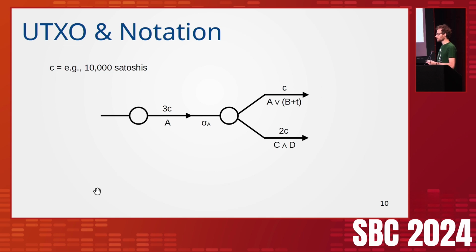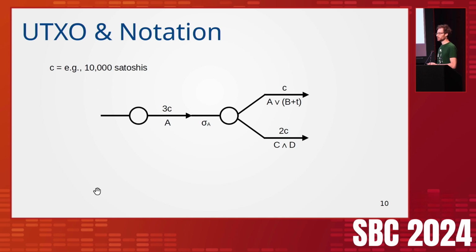The first output has a slightly complex spending rule. We're going to introduce the notation here. This can be read as this output can be spent either by A or by B. But B is encumbered with a time lock. So B has to wait for time T before they can spend this output, whereas A can spend it right away. The second output, on the other hand, can be spent if C and D agree. So this is the notation that I would like to introduce.